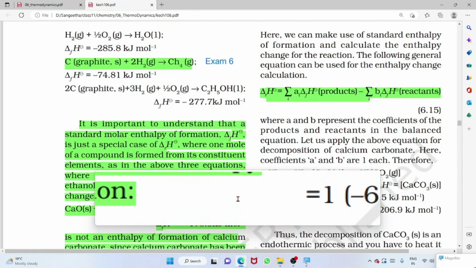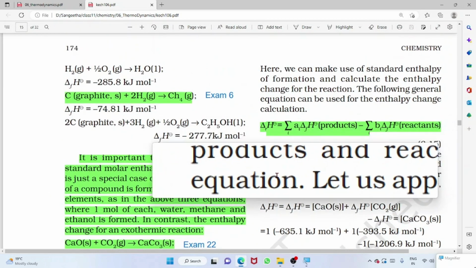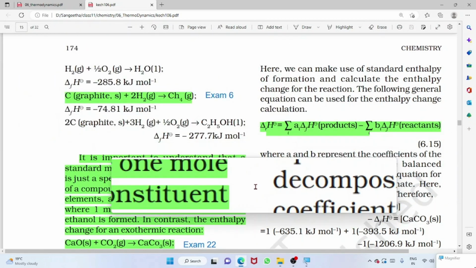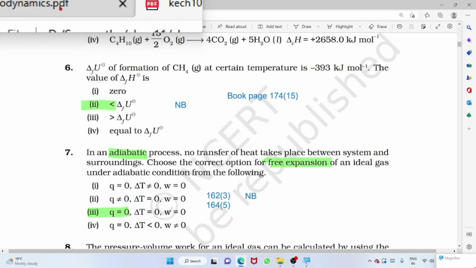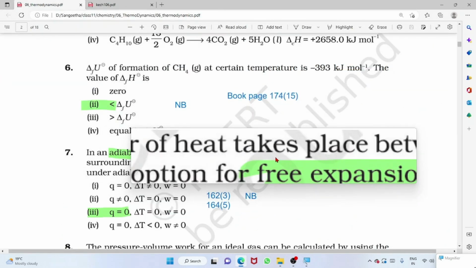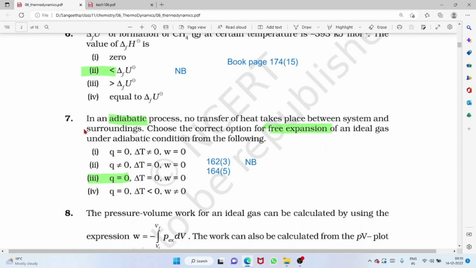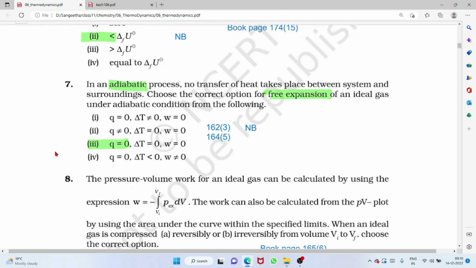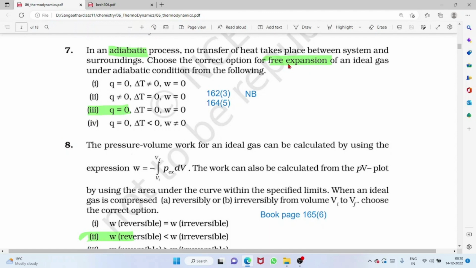Okay, this is product minus reactant. In an adiabatic process, no transfer of heat takes place between the system and the surrounding. Choose the correct option for the free expansion, that is, work done is zero of an ideal gas under adiabatic conditions from the following. Notebook. I will show you question number 7.